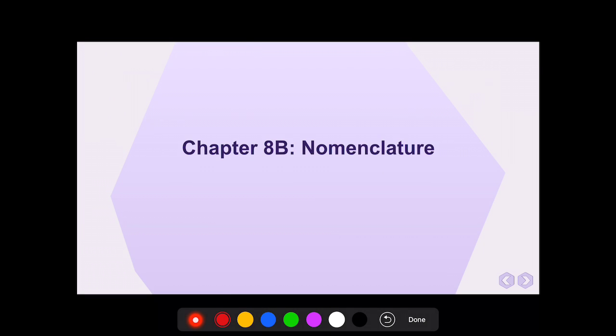But we're going to practice some of these tomorrow when I get back, and hopefully you guys will be able to pick up quickly on this so that we can move on into the nomenclature section of Chapter 8.